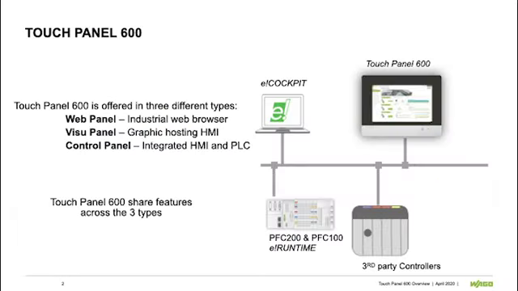WAGO's TouchPanel 600 has a wide offering, so you can select the best technology for your application. This product line is offered in three different types. The web panel is an industrial web browser. The Visu panel is a graphic hosting HMI. And the control panel is an integrated HMI and PLC.